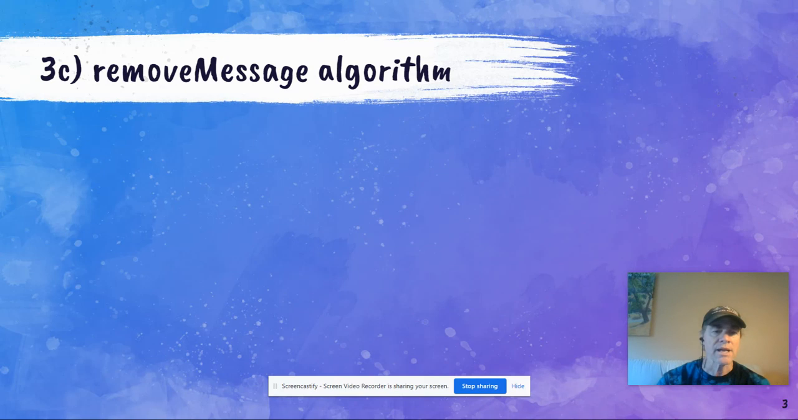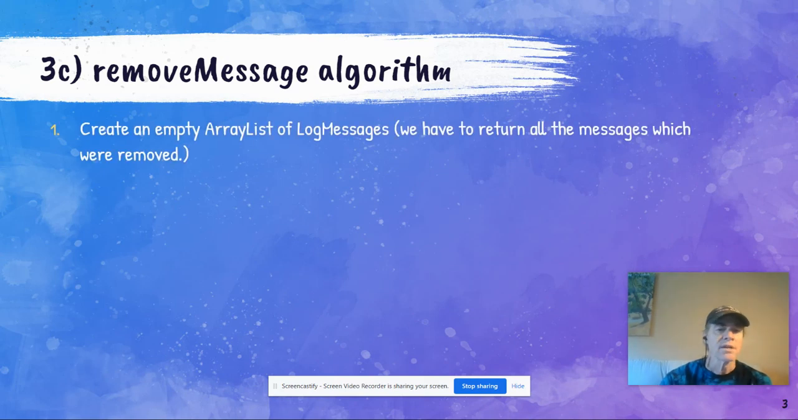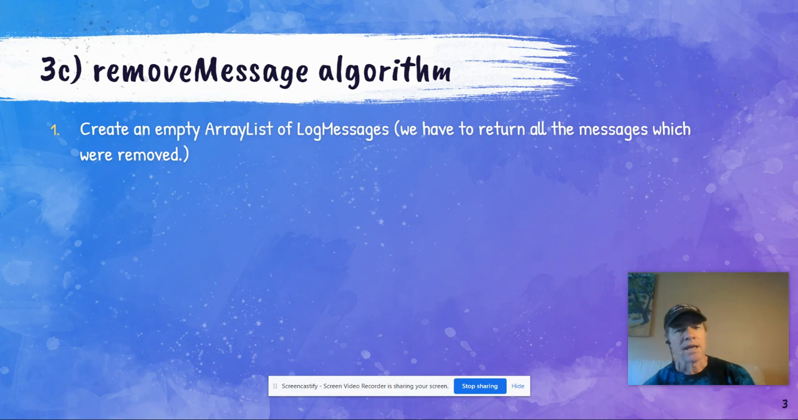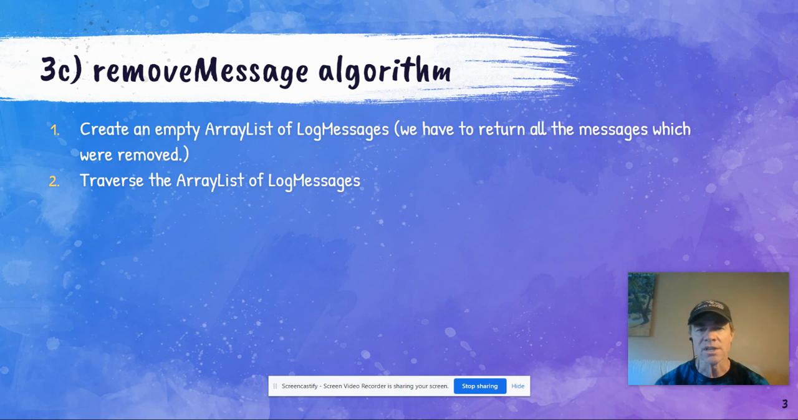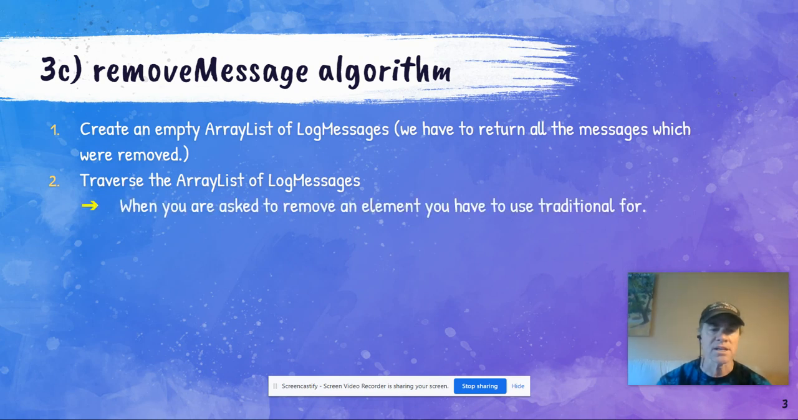So here is what we're looking at with that. Here's my algorithm for it. They want to see an array list of log message objects that we've removed. So we have to create an empty one. We traverse the existing array list of log messages, looking for those that contain a given word. Couple things, whenever you see, and the College Board does this a fair amount, where they will say, here's an array list, remove certain elements.